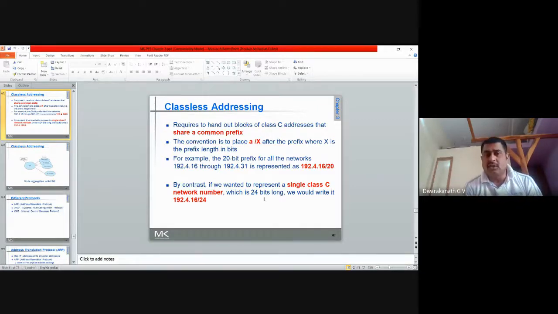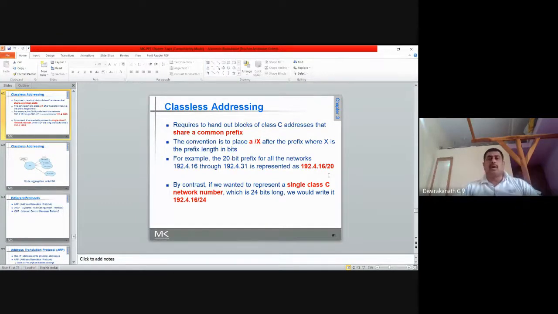The convention is to place a /x after the prefix, where x is the prefix length in bits. For example, the 20-bit prefix for all the networks 192.4.16 through 192.4.31 is represented by /20. Whatever IP address you take in this particular block, it will always be represented by /20, indicating that the 20 bits of this entire block of IP addresses will be the same.